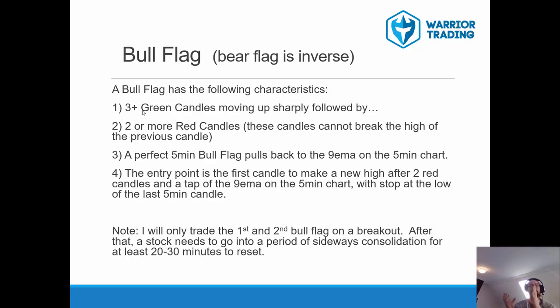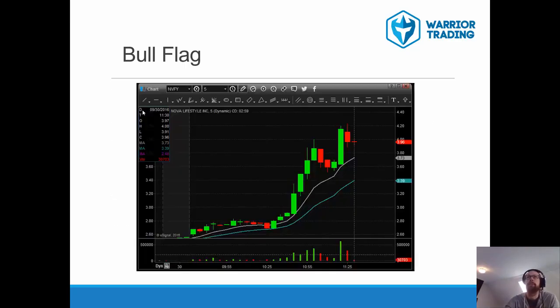Okay, so a bull flag: as little as one candle, but could be three or more candles moving up, forming the pole, and then one, two, sometimes three or four red candles, and then the first candle to make the new high is the entry point. Remember that I only trade the first and the second bull flag on any breakout. After that, the stock needs to pull back for a period of consolidation.